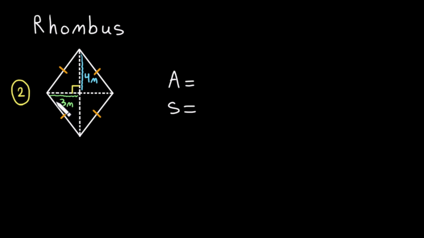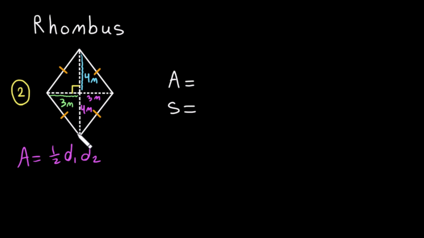The second example here, we have half diagonal 3 meters, half diagonal 4 meters. We want to find the area. Of course, first we have to write the formula, which is half the first diagonal multiplied by the second diagonal. We know in a rhombus, the diagonals bisect each other, meaning this diagonal splits into 4 meters, 4 meters. And the same thing here, since this is 3 meters, here it will be 3 meters.